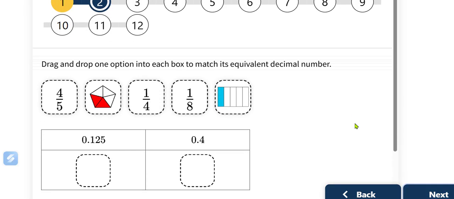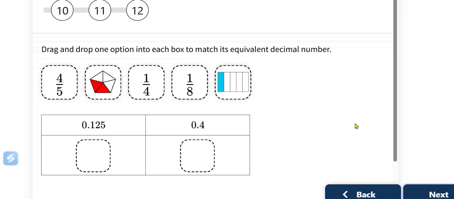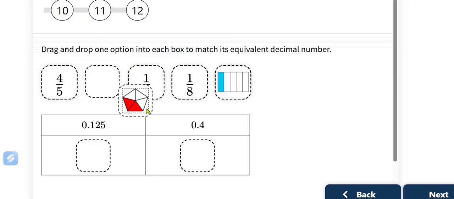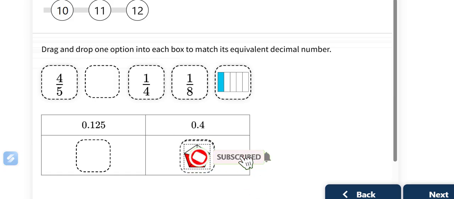Here the question is drag and drop one option into each box to match its equivalent decimal number. So if you divide, this is 0.8. Now here we have out of 5, 2 triangles are colored. That means 2 divided by 5, which is 0.4, or it's 40%. So this will go here.